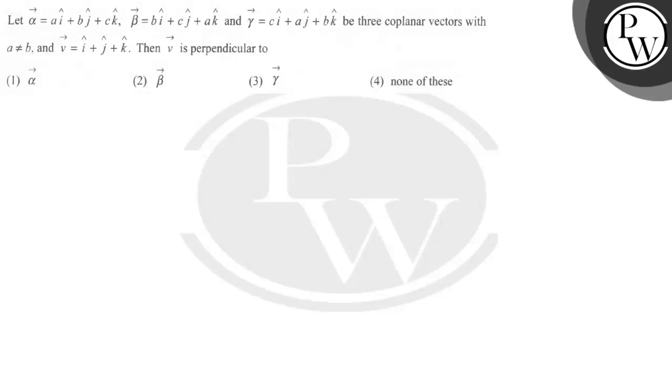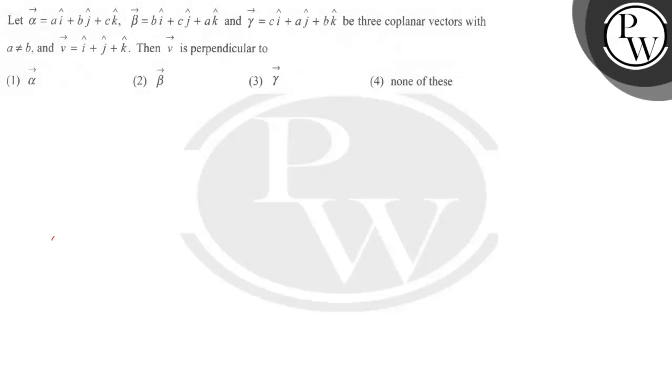The question says: let alpha equal a i cap plus b j cap plus c k cap, beta equal b i cap plus c j cap plus a k cap, and gamma vector equal c i cap plus a j cap plus b k cap be three coplanar vectors with a not equal to b, and v vector is given as i cap plus j cap plus k cap. Then v vector is perpendicular to.